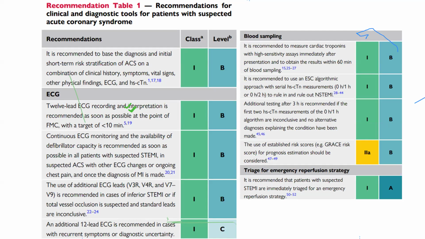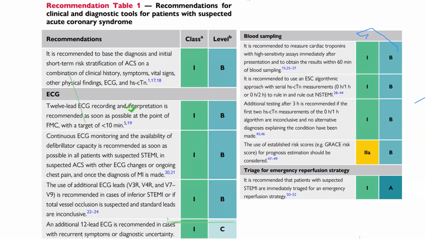I believe this is not what happens in most facilities, but that is the recommendation. Continuous ECG monitoring and the availability of defibrillator capacity is recommended as soon as possible in all patients with suspected STEMI, or in suspected ACS with other ECG changes or ongoing chest pain, and once the diagnosis of MI is made. Because we know they are at risk of cardiac arrest, so it's important for us to have the continuous monitoring.